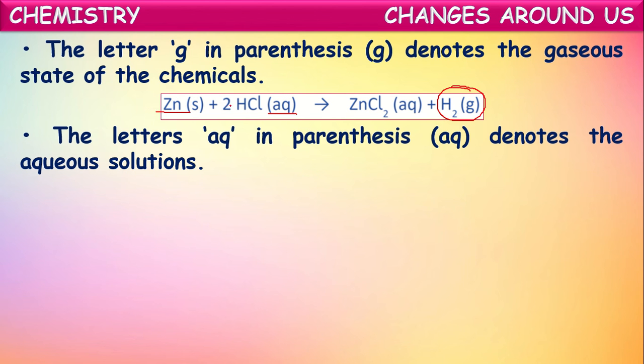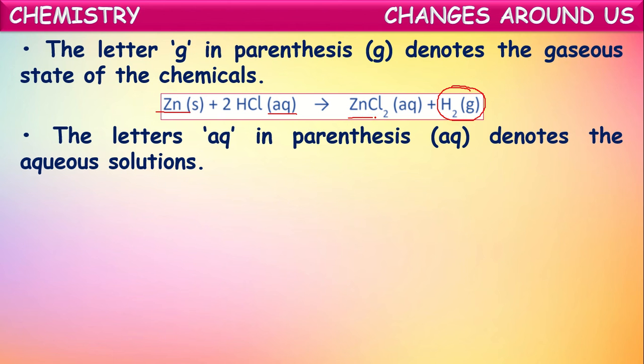This represents aqueous hydrochloric acid solution, meaning a small quantity of hydrochloric acid dissolved in water. So here the solution formed is called aqueous solution. Aqua represents water. So in the hydrochloric acid solution, the solvent is water, so it is represented with AQ. AQ represents aqueous solution of hydrochloric acid.